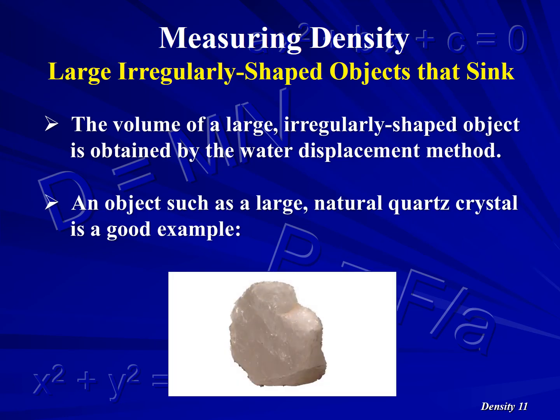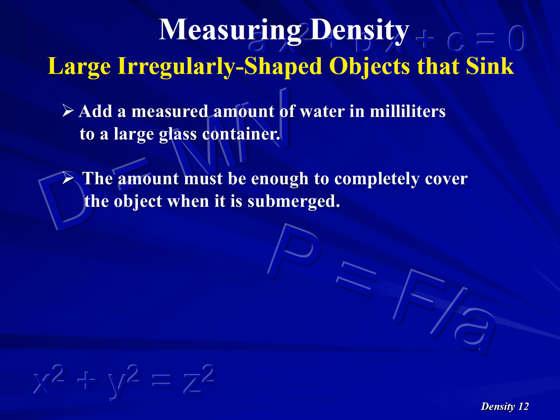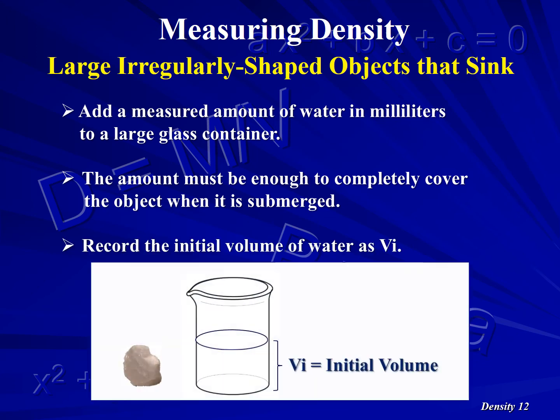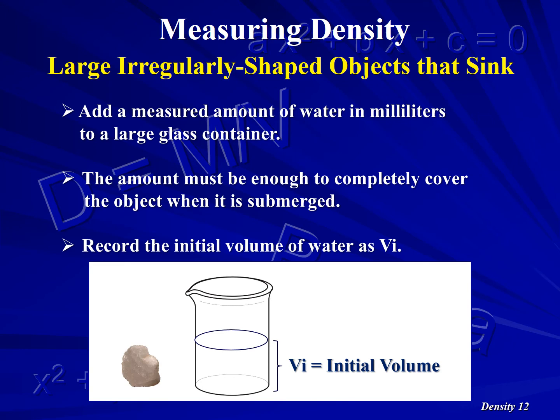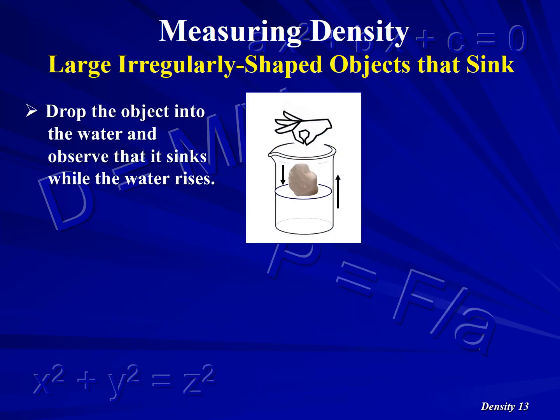An object such as a large, oddly shaped natural quartz crystal is a good example. Add a measured amount of water in milliliters to a large glass container. The amount must be enough to completely cover the object when it is submerged. Record the initial volume of water as VI. Drop the object into the water and observe that it sinks while the water rises.